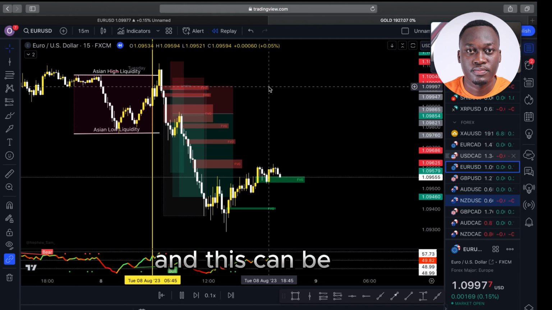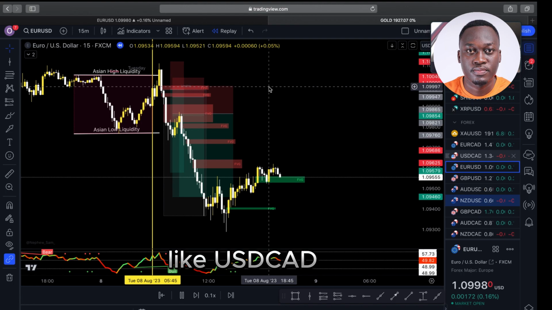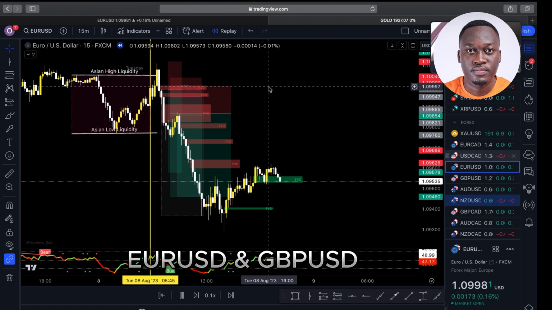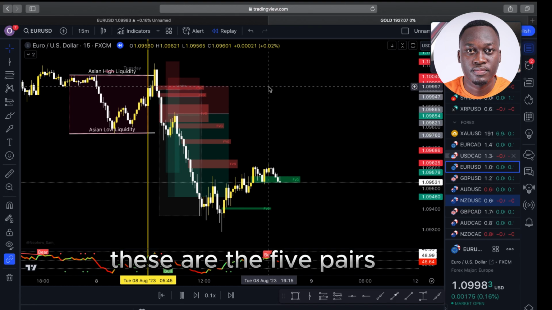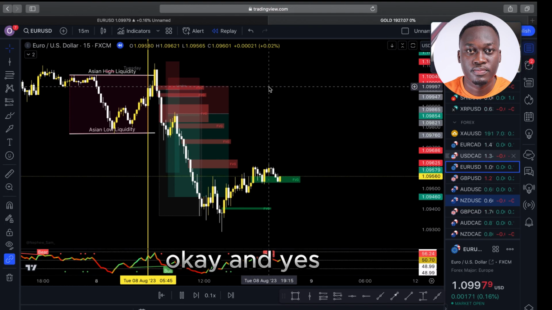Okay. And this can be traded on the USD pairs. So USD/CAD, EUR/USD, GBP/USD, AUD/USD, and NZD/USD. These are the five pairs I recommend you look at this strategy on. Okay. And pretty much that will be it.